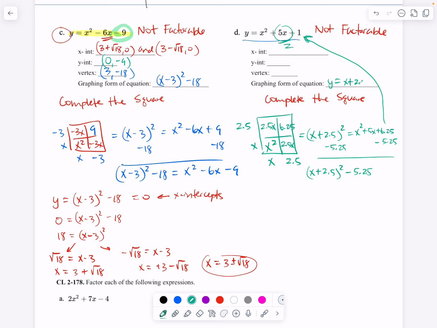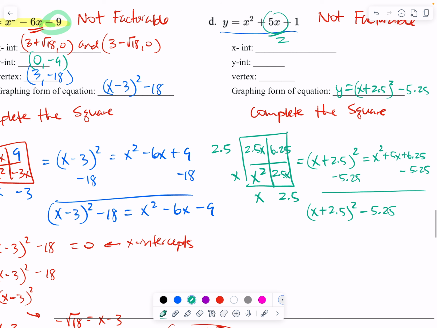x plus 2.5 squared minus 5.25. So my vertex is going to be at negative 2.5, comma, negative 5.25. We can see that. My y-intercept is going to be, I can just steal it off the end. So my y-intercept is going to be right here. It's going to be a 1. So when x is 0, y is 1.